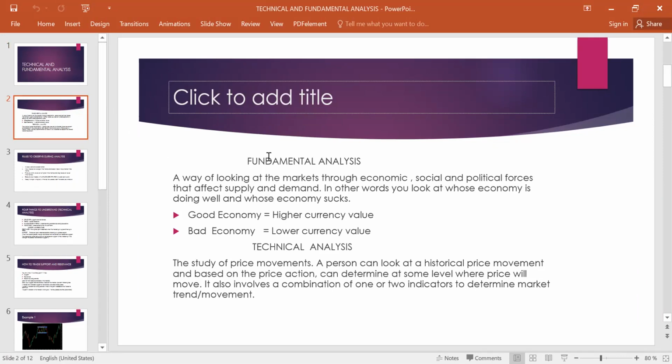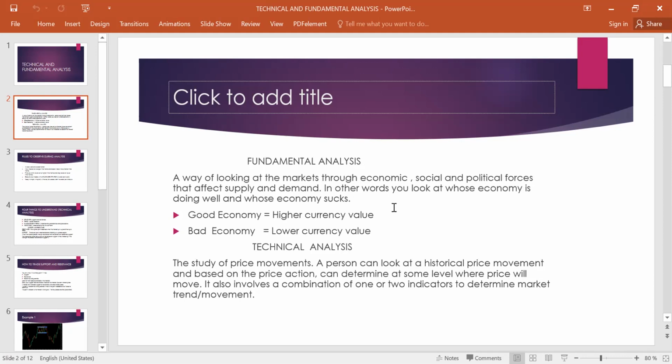Fundamental analysis is a way of looking at the markets through economic, social, and political forces that affect supply and demand. In other words, you look at whose economy is doing well and whose economy sucks. Majorly, it's the news that is traded in fundamental analysis. Good economy equals higher currency value, bad economy equals lower currency value.